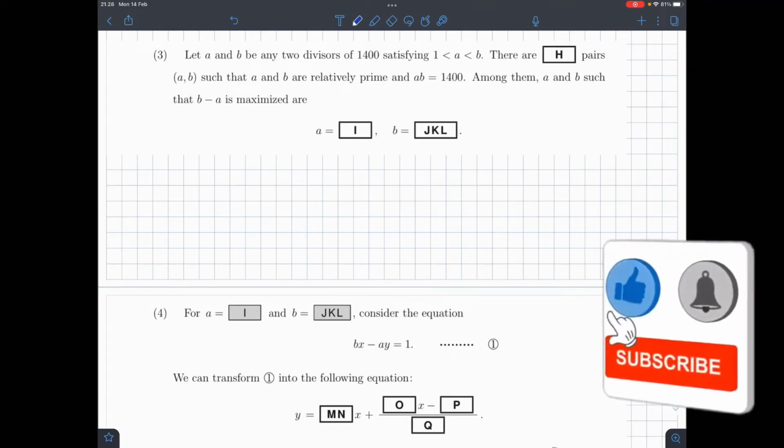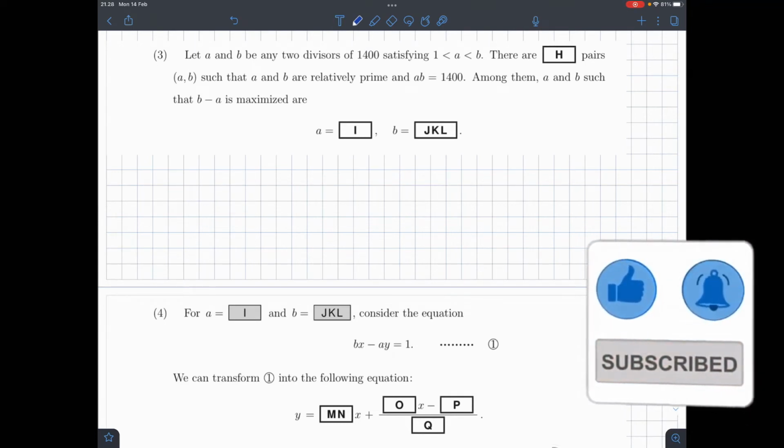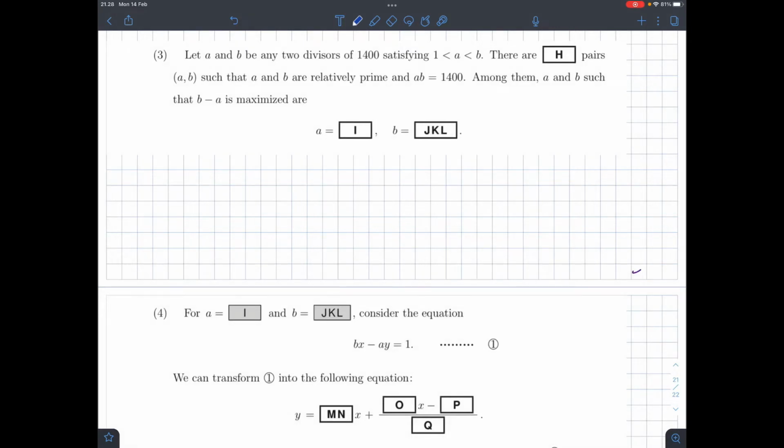Let A and B be any two divisors of 1400 satisfying this condition. How many pairs A and B are there? This is a very important sentence: A and B are relatively prime, and A times B should equal 1400. From the previous part, we already have the prime factorization: 2 to the power of 3 times 5 to the power of 2 times 7.